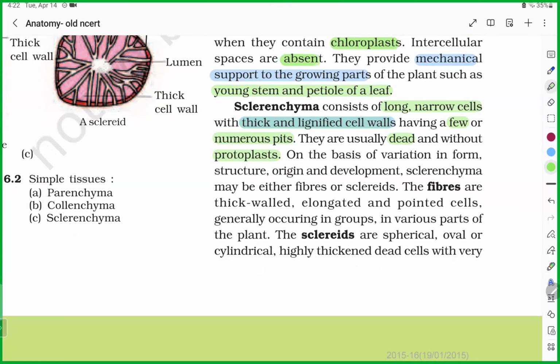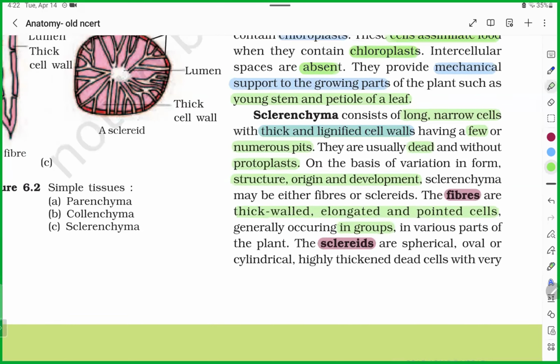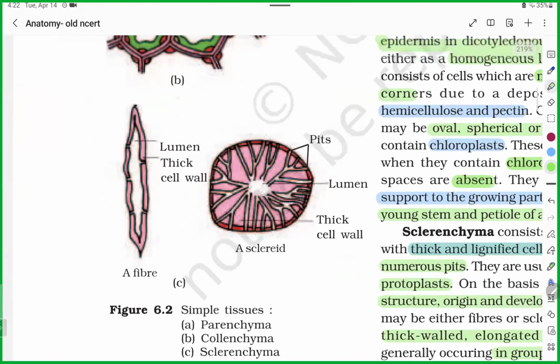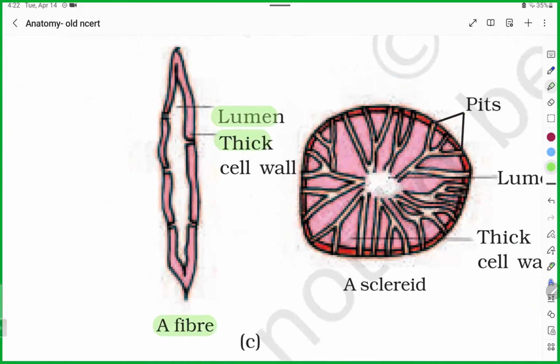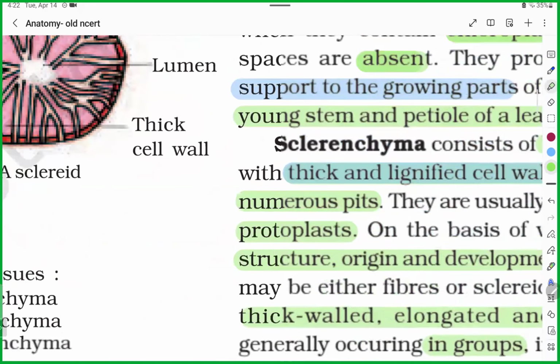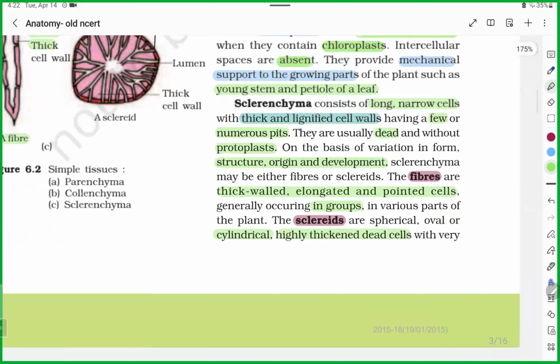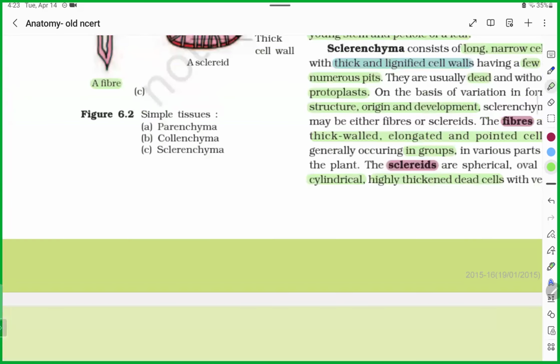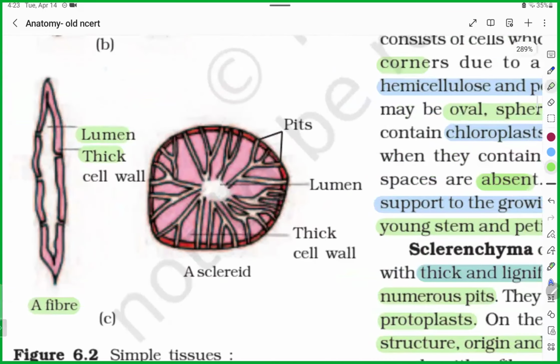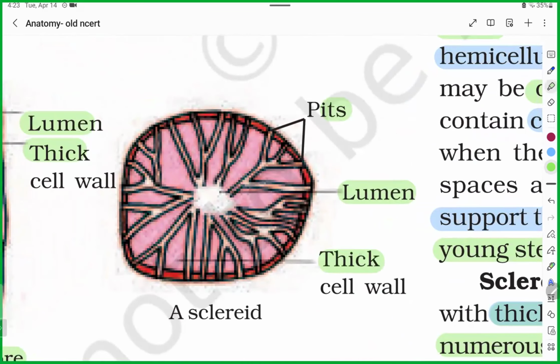There are many variations based on how structure look, what is the origin, how development. But still, there are two categories of sclerenchyma: fiber and sclereid. Fiber, very thick wall, very elongated and pointed cell, present in the group and in the different parts. As you can see, this is the fiber first structure. Thick cell wall and lumen is present, long, narrow. Second is sclereid. It can be different shape, oval, spherical, or cylindrical also. Very high thickening of the dead cell and very narrow cavity lumen, as you can see here. Sclereid, there are pits, there are lumen, there is thick cell wall in case of sclereid.